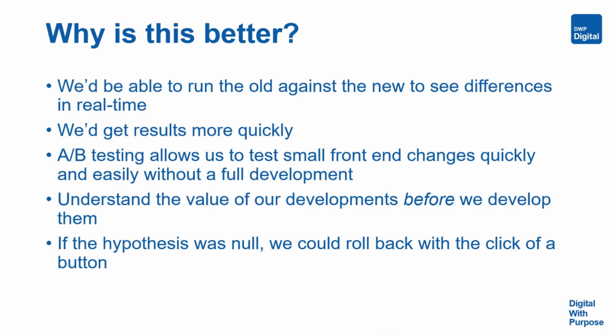So this is better for all of the reasons that I've already talked about, but it means that we'd be able to run the old against the new and see the differences at the same time and not have to wait 4, 6, 8 weeks to run various variations against each other. We'd get our results more quickly. We can test small front end changes quickly without the need of full developments. And we can understand the value of the developments before we actually develop them, so we know whether it's worth putting our time into or not. And most importantly, if our hypothesis is null, if it's not going to make the difference that we think it is, we can roll it back with the click of a button.